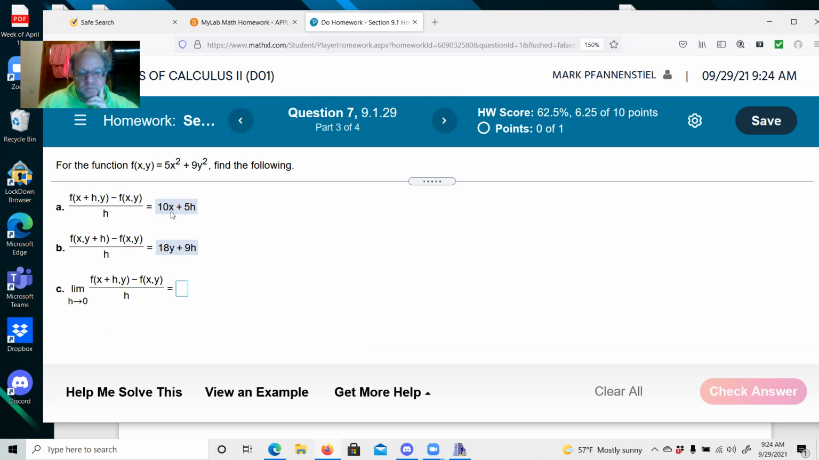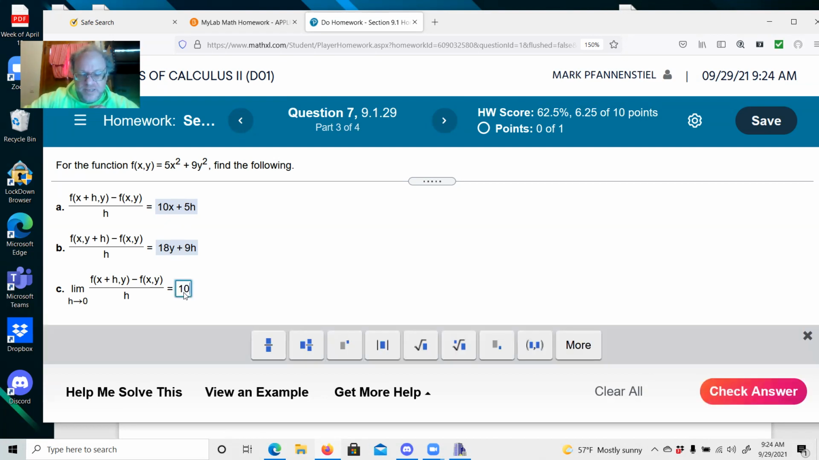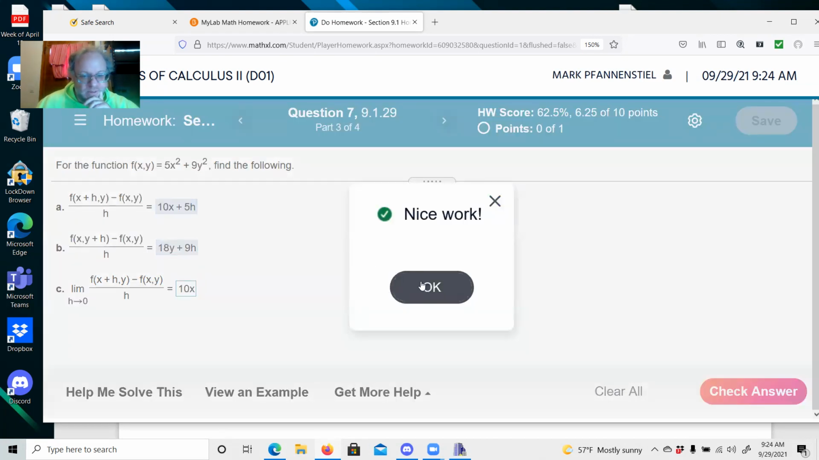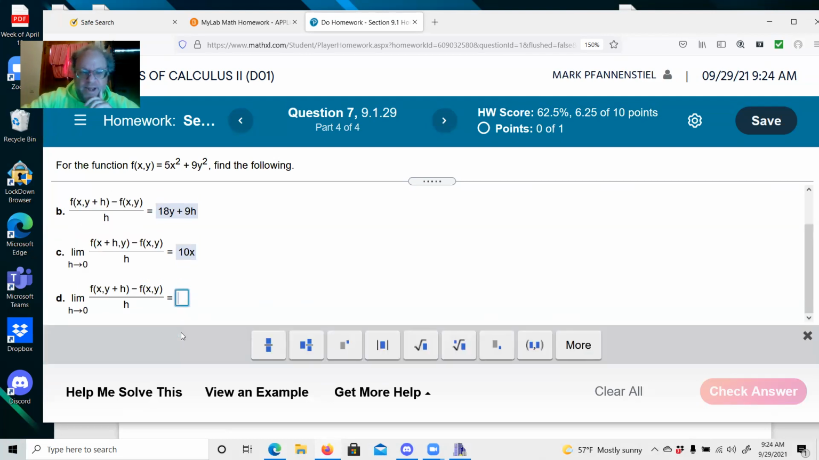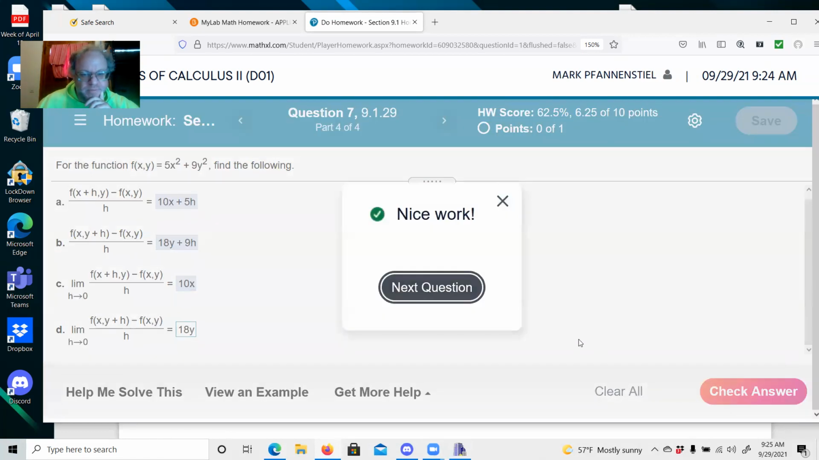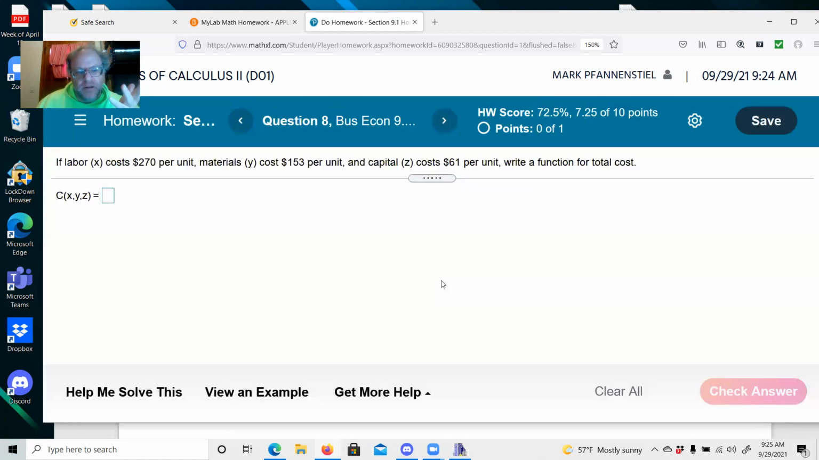Now, as h goes to 0, because we already have this result, they're stringing us along with the derivative. We just get 10x, because the limit as h goes to 0, we can just do direct substitution. 5 times 0 is 0, so we're just left with 10x. So now they want us to do it with y, so we have our 9h. What's going on there? That's going to 0. So we end up with our limit, 18y. Oh, that's all they wanted.